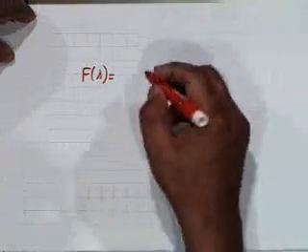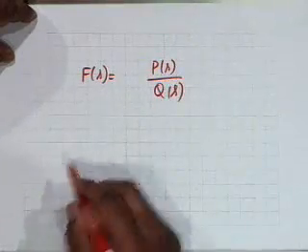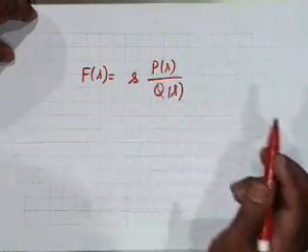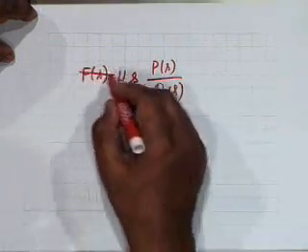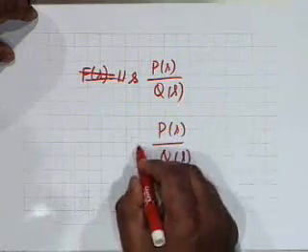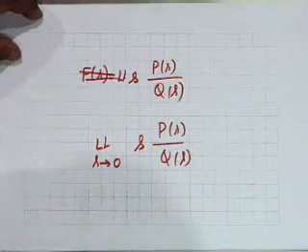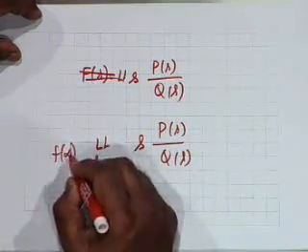Now let's see what it means in terms of a rational function. If F of s is equal to p of s by q of s, then what I do is multiply p of s by q of s by s, and then allow limit s to go to 0. Now this is f of infinity.